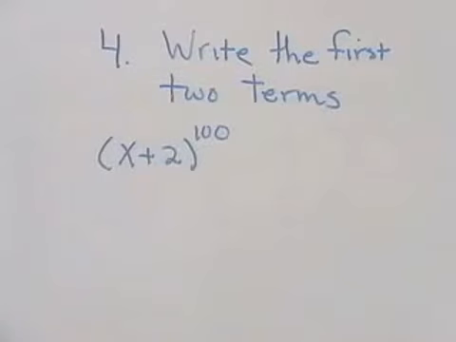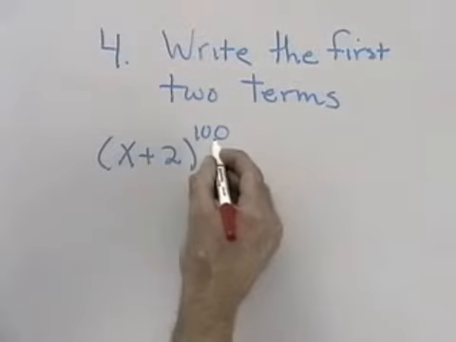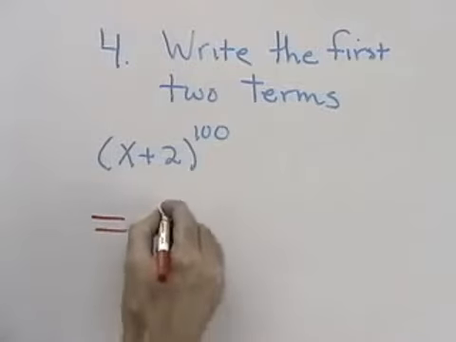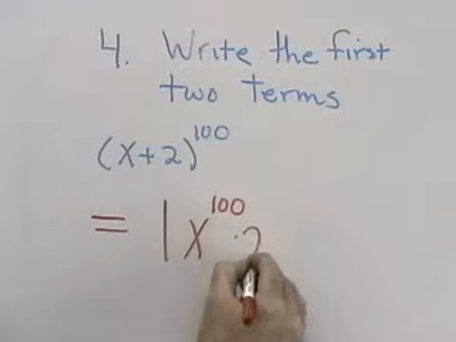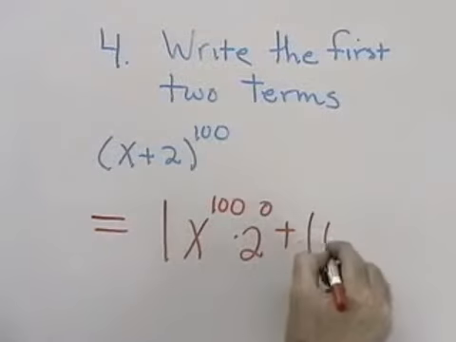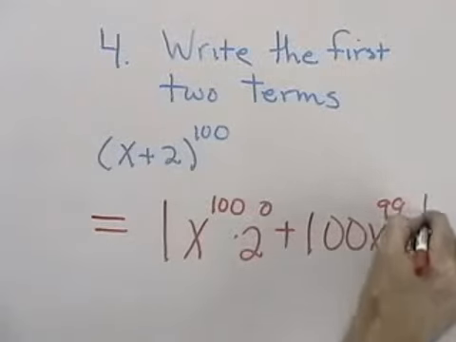So let's see, this time I just want to write the first two terms. And you know in Pascal's triangle, the first term in every row is 1. The second term always matches the exponent. So when I expand this, I'm going to get 1 x to the 100th times 2 to the 0. The next term is going to be 100 x to the 99, 2 to the 1.